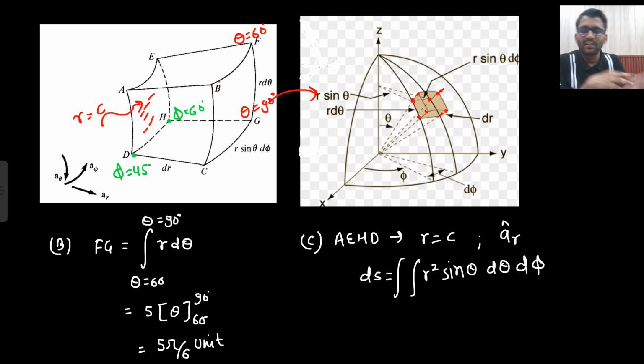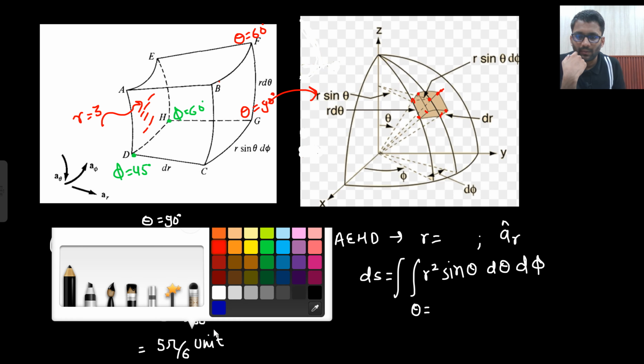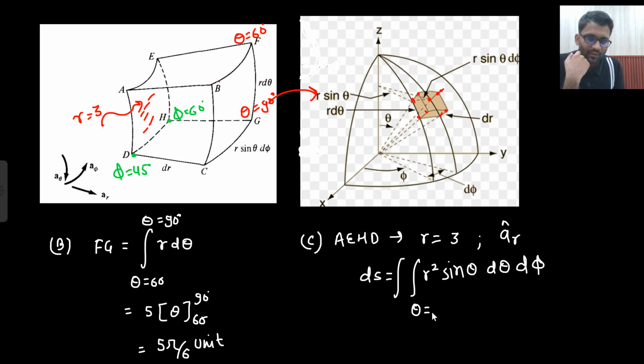So what is the change? Change is happening in theta and phi. R equals to constant, but what is the value of R here? R is equal to 3 here, right? From 3 to 5 we are going, so in this plane R is equal to 3. So instead of writing R equals to constant, I will write R equals to 3. And theta is changing from 60 degree to 90 degree. And phi is changing from 45 degree to 60 degree. Okay. So R is 3, so this is 9.